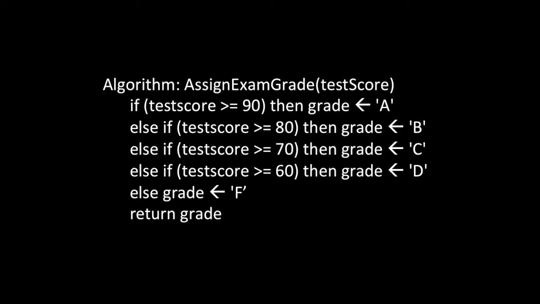My algorithm is pretty standard. It says if the test score is greater than or equal to 90, then we'll put the character A in the variable grade. Otherwise, that is, if the score is less than 90, we'll see if the score is greater than or equal to 80, in which case we'll put B in grade. Else, if the test score is greater than or equal to 70, then the grade will be C. Or else, if the test score is greater than or equal to 60, then the grade will be D. And our default case is that the grade is F if they scored less than 60. And then we'll return the grade.